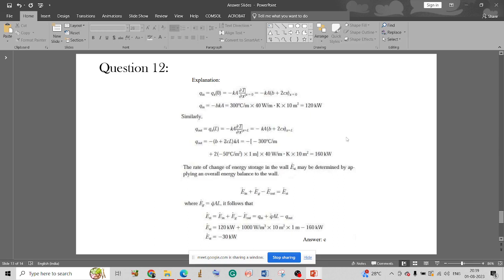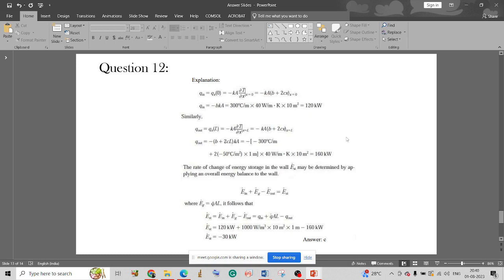Then Q out, what will happen? Just another thing that will add up here is 2Cx. C is already given as 50 degrees Celsius per meter squared, and x will be L. I've already said the thickness. So it will come out to be 160 kilowatt. Have you got that? Ma'am, I got 80 kilowatt. No, it will be 160. You have missed one 2, I guess.